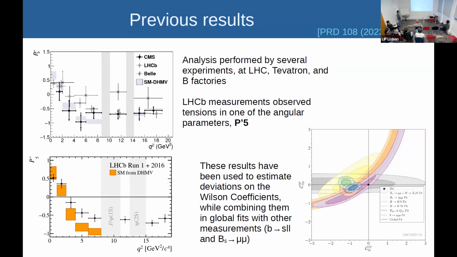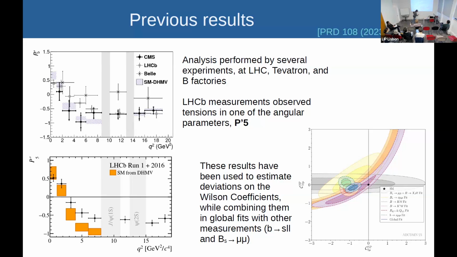Just let me mention that thanks to this effective field theory, we can basically translate all these measurements into values for the Wilson coefficients, and then combine them in global fits with other measurements. So B to K ll branching fraction, for example, or the Bs to mu mu measurement. So you can see here, for example, a 2D plot, a 2D fit with C10 and C9. These are new physics components, so the standard model is shifted to be at 0. And you can see all these contour plots are different types of analysis.